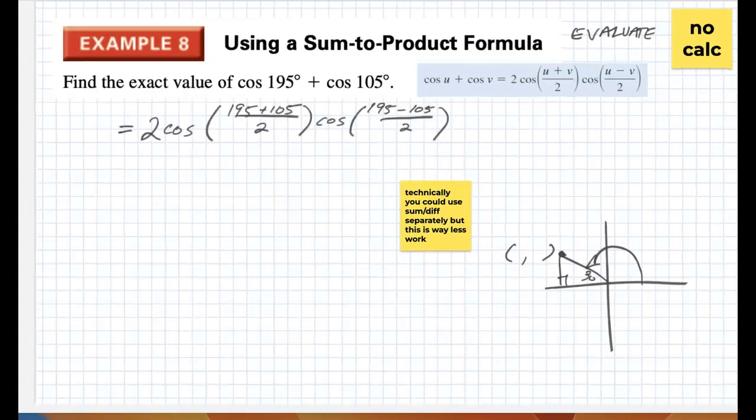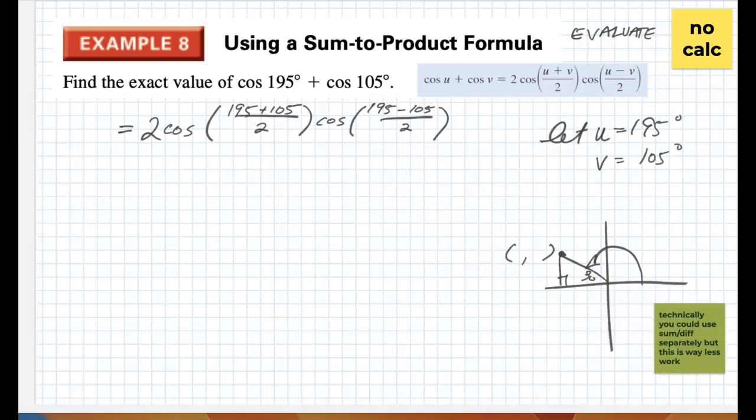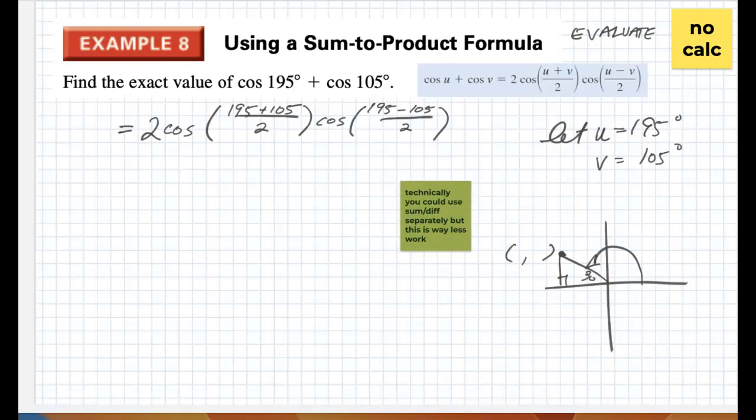So plain and simply, that is the substitution. I would have thought everybody could get that far, where u is 195 and v is 105. That's what I was talking about before. Technically, we could have used those other sum differences. Then, everybody could have got one more step to get to 2 times the cos of 150 and the cos of 45. So this is really cutting down on the work, I think. If you had tried to break it apart before, that would have been harder.